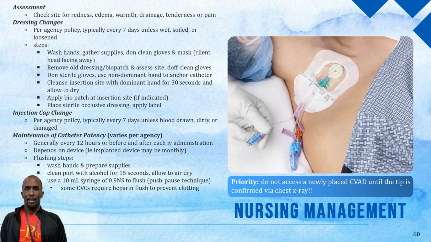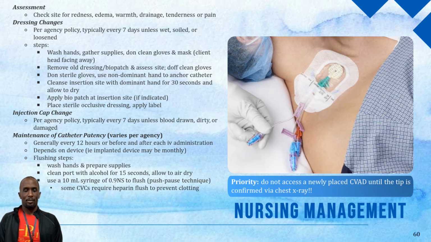First, during site assessment, we always check for redness, edema, warmth, drainage, tenderness, or pain. Any of these may indicate infection or complications. Next, dressing changes are typically done every 7 days unless the dressing becomes wet, soiled, or loosened. The key steps include strict hand hygiene, gathering supplies, using clean gloves and mask, removing the old dressing, and assessing the site. Then, with sterile technique, cleanse the insertion area for at least 30 seconds. Allow it to dry and apply a biopatch if indicated. Finally, place a sterile occlusive dressing and label it with date and time.